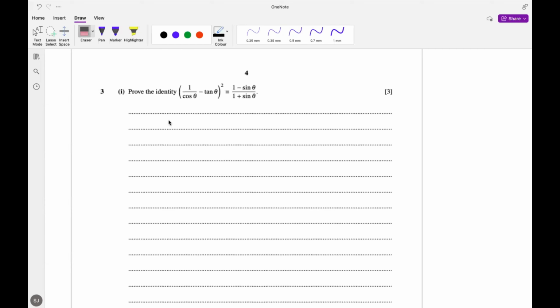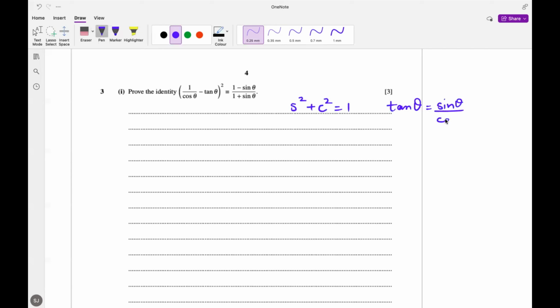In question 3, we have to first prove the identity 1 upon cos minus tan whole squared is equal to 1 minus sine upon 1 plus sine. Now to prove the identity in AS level, we only use two of the identities that we know. One of them is sine squared plus cos squared equals 1. And the other one is tan theta is equal to sine theta upon cos theta.